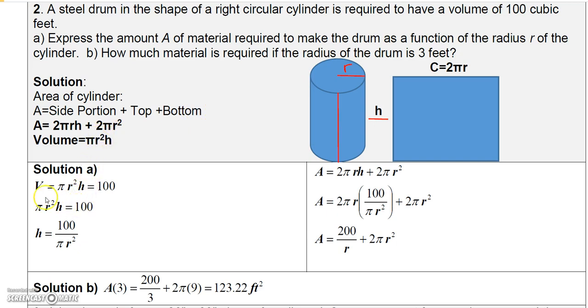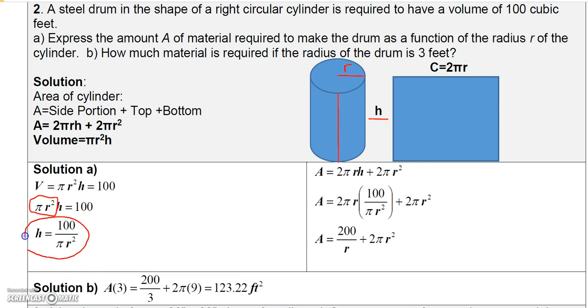So what I can do here now is I can go to the volume of a cylinder formula, which is pi r squared h, and we know that volume has to equal 100, and then all we have to do to solve for h is simply divide both sides by this portion, pi r squared, and then that will isolate the h. So we'll get h equals 100 over pi r squared.